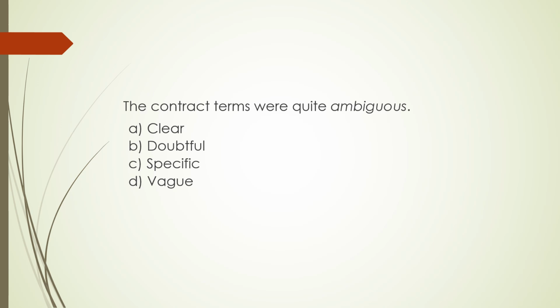The contract terms were quite ambiguous. We are looking for another word for ambiguous. Choose the right answer from the options. And the answer is vague. Ambiguous comes from the word ambiguity, to be quite complex. So therefore, the contract terms were vague. One was not able to understand the terms clearly.